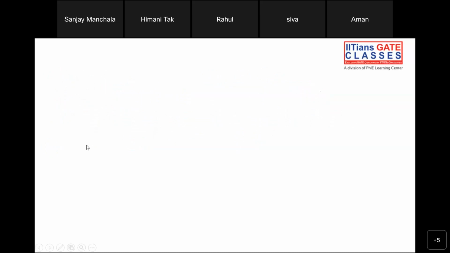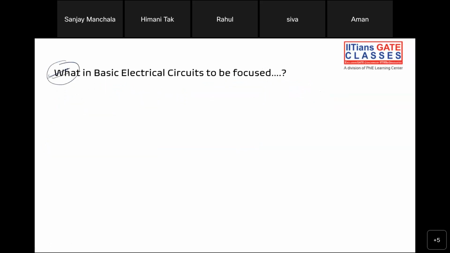So the next is going to be what is the basic electrical circuit to be focused on? Can somebody suggest, or in this group they might be familiar with, they might have searched, what are the electrical circuits where we need to focus, where TI is going to ask questions in the written test? Yeah, I welcome everyone. Gaurav Agrawal is saying RC, great, yes. Sanjay, yes, RC circuits, great.